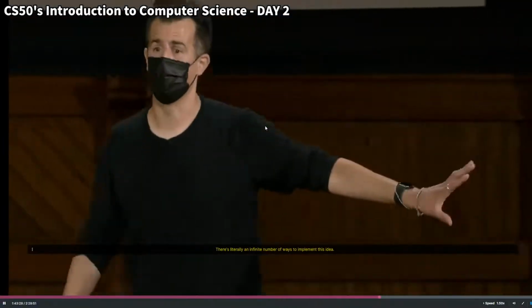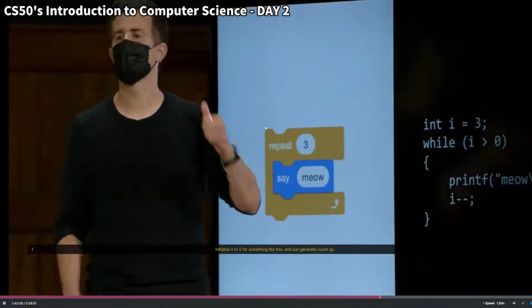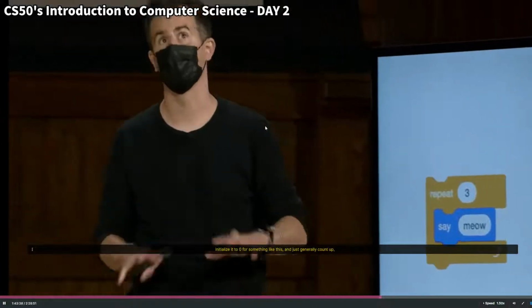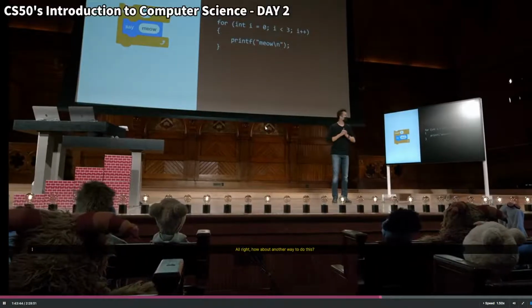So again, we could do this all day long. There's literally an infinite number of ways to implement this idea, and that's why I keep emphasizing convention. Call the variable i for something like this, initialize it to 0 for something like this, and just generally count up unless you really prefer to count down. Again, just certain human conventions. All right, how about another way to do this?